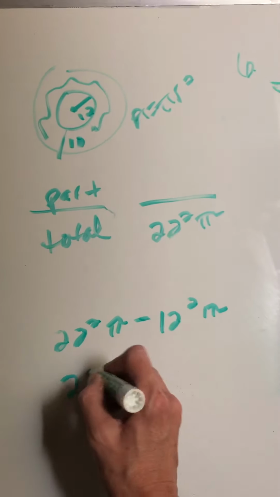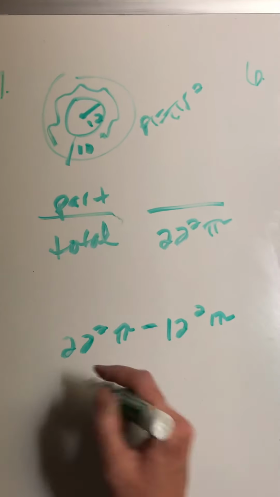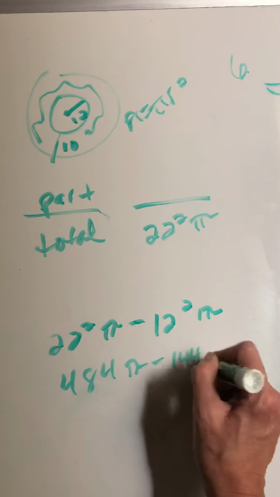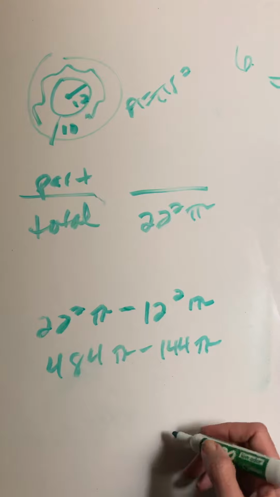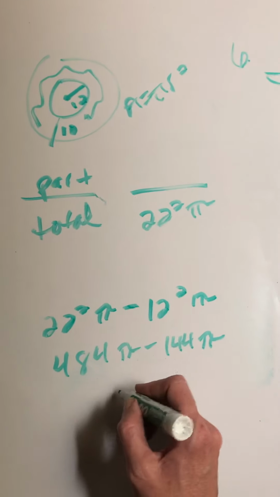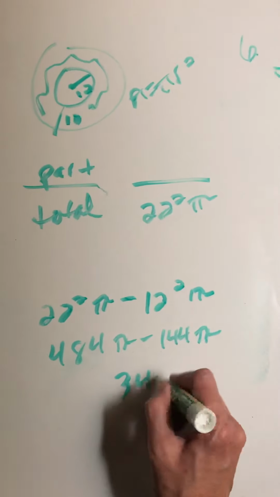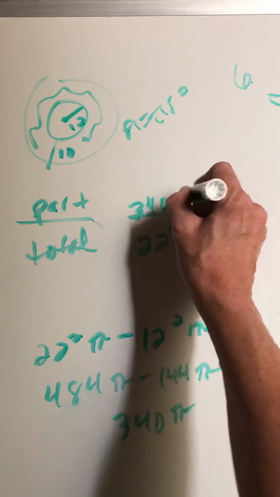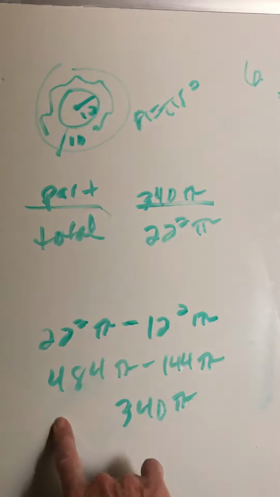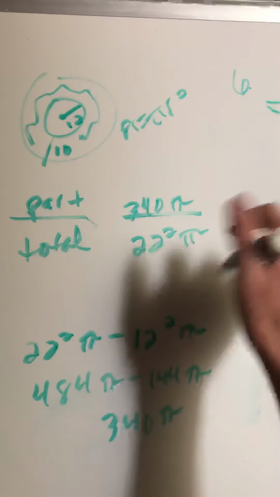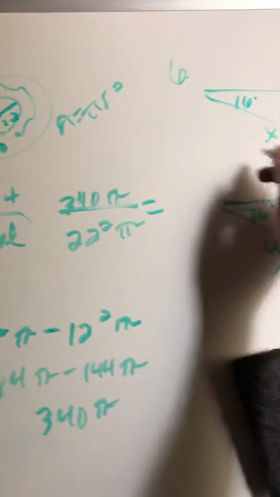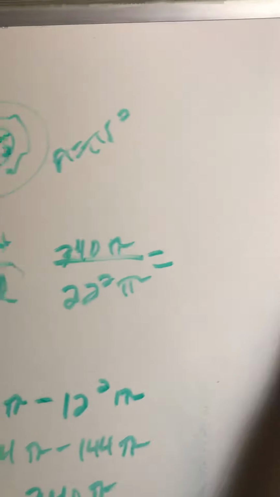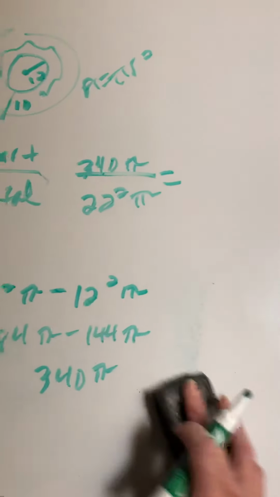This is 484 pi minus 144 pi, which would give us 340 pi. So this is 340 pi. Now I've already shown you what 22 squared pi is. So you do that and then make sure you reduce. Make sure you have a reduced fraction for that probability. So that's number 7.